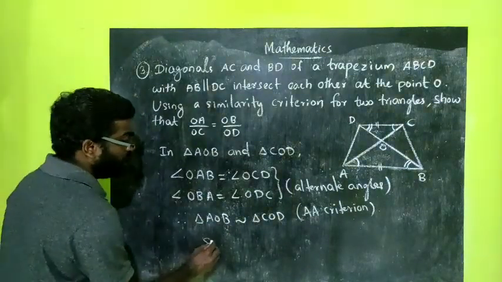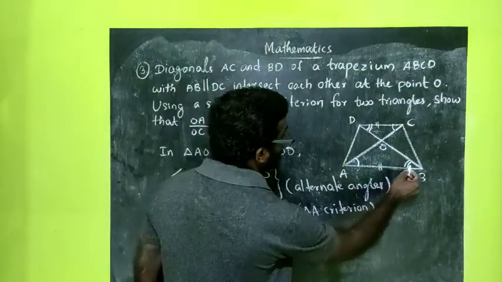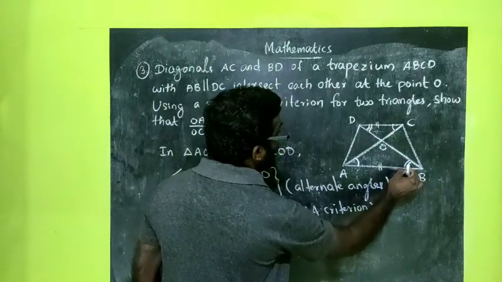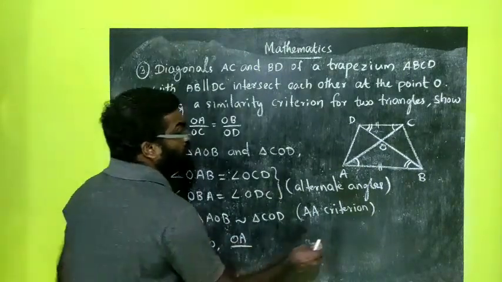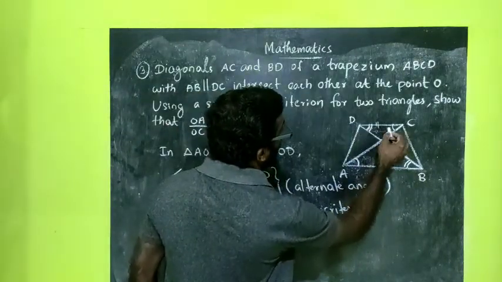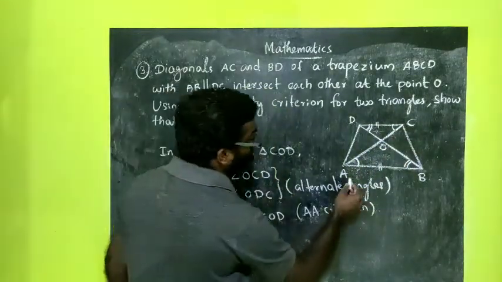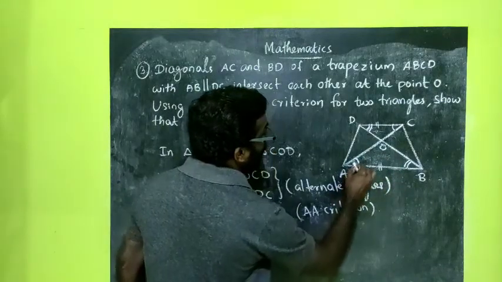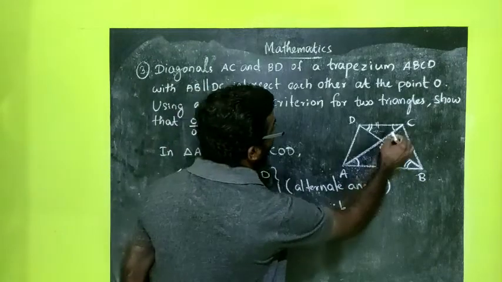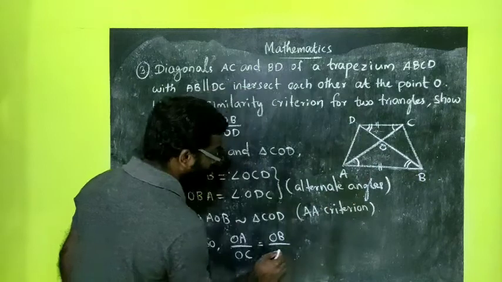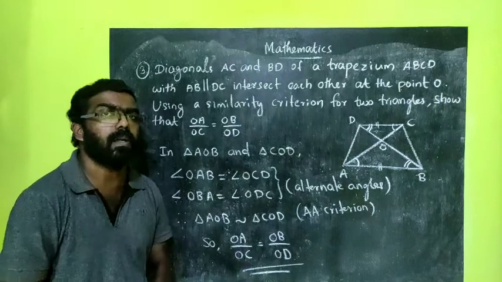Now we can write the ratio of the corresponding sides. So here we can take the side opposite to angle ODC, this one. That side is OA. So OA divided by OC, the side opposite to the equal angle OBA. OA by OC equal to, now we can take the angle OAB, this one, opposite side is OB. So OB by OD, where the equal angle is OCD. So OA by OC is equal to OB by OD. Clear?